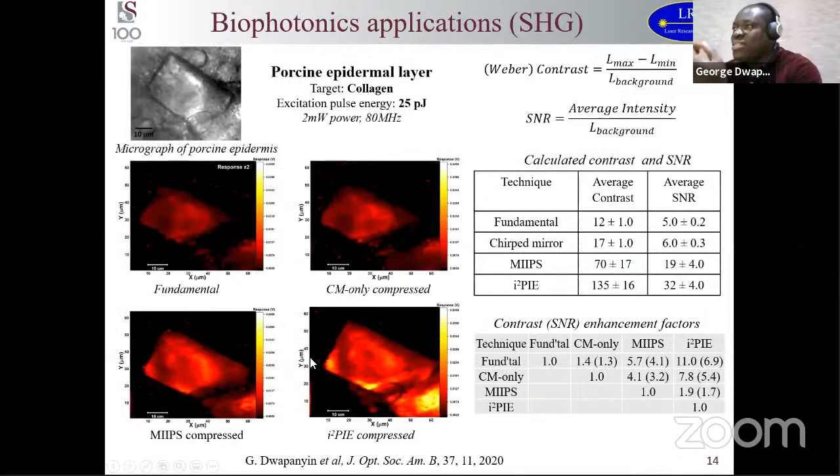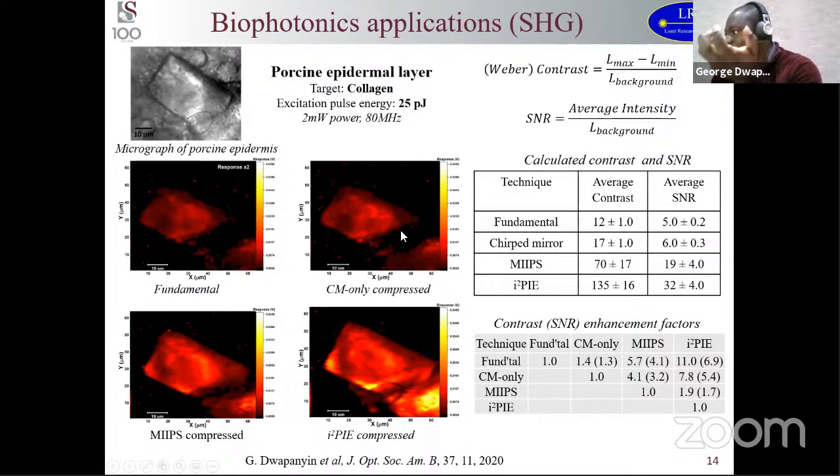Then again, we applied it in biological cells. Here we have pig skin, the epidermal layer of pig skin. This is when we use the fundamental. This is when we just use chirped mirror compression. This is when we use MIPS. This is when we use I square pi. And for each, we calculated the contrast and the signal to noise ratios. You see that with the I square pi, you have higher contrast and higher signal to noise ratios than MIPS.